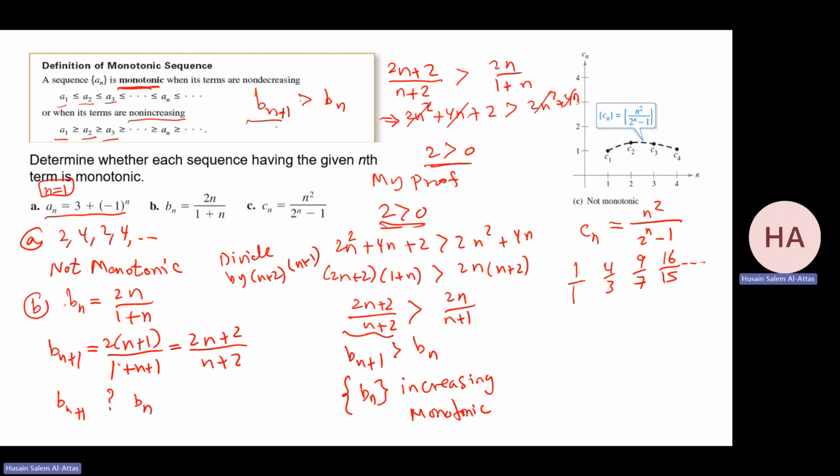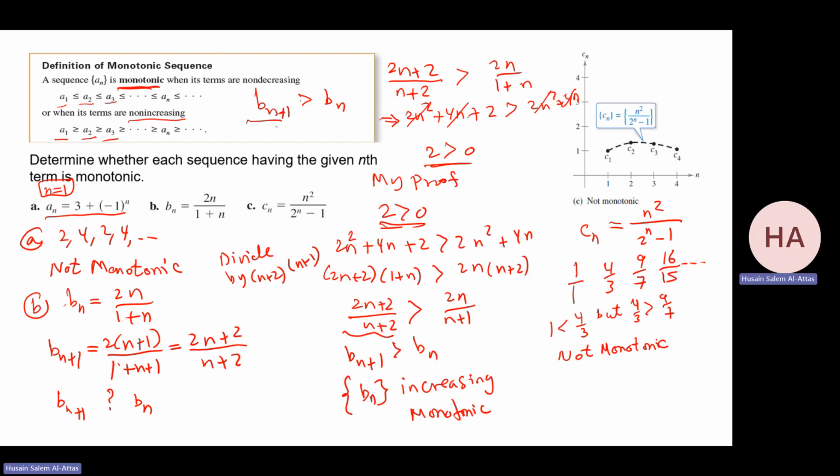If you notice, 1 is less than 4 over 3. But 4 over 3, when you multiply by 7, you have 28, and 9 times 3 gives 27. So 4 over 3 is greater than 9 over 7. So it's not monotonic.